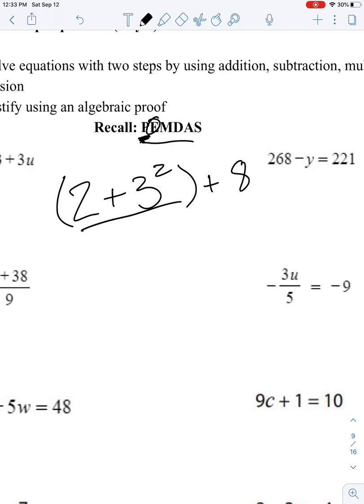Then we'd have to deal with exponents. So exponents inside the parentheses would be that one. That's what we would have to do next. Then we don't have any multiplication or division on this one, but addition and subtraction we would go from left to right. So that is how we do PEMDAS forward.